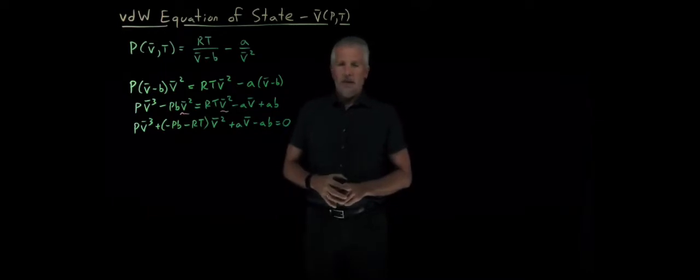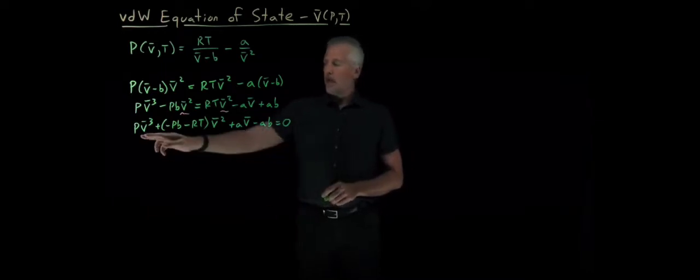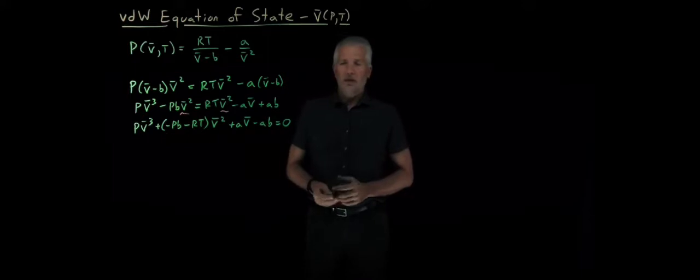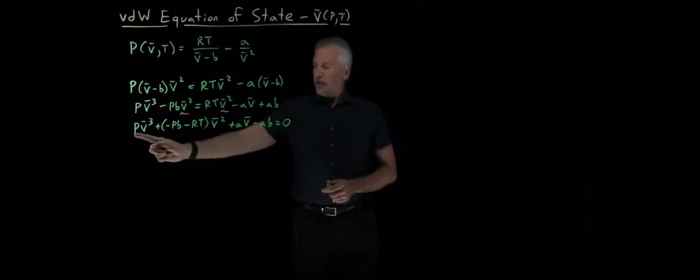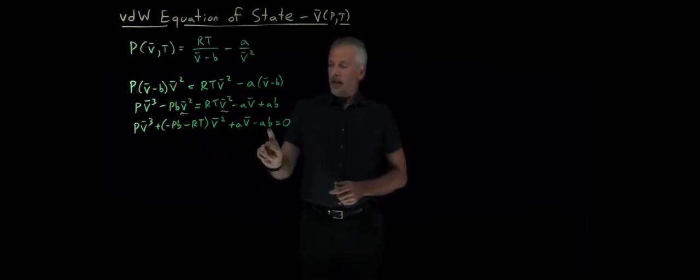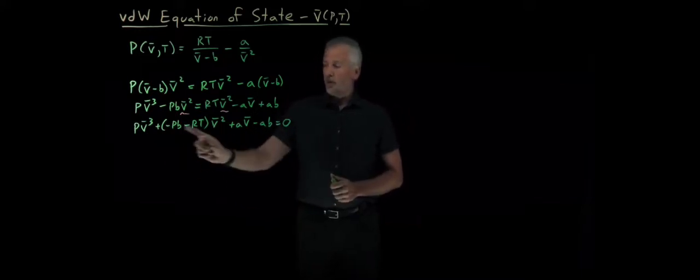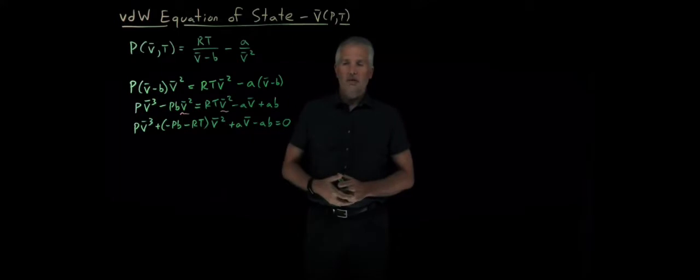So that's kind of bad news. It's possible to rearrange and solve a cubic equation analytically, but it's not much fun. What we'd like to know is, if I give the pressure and the temperature, and I know the A and B constants for a particular gas, we want to be able to solve for V bar. So we want to solve this polynomial for V bar.